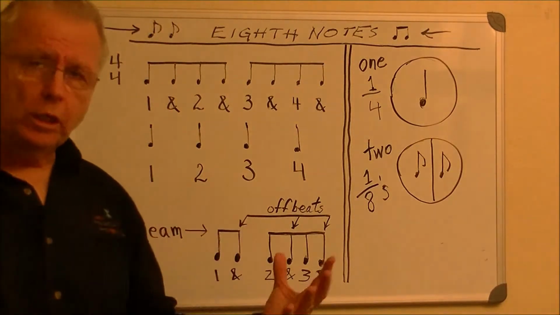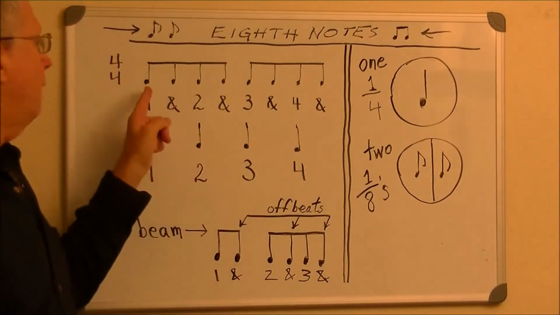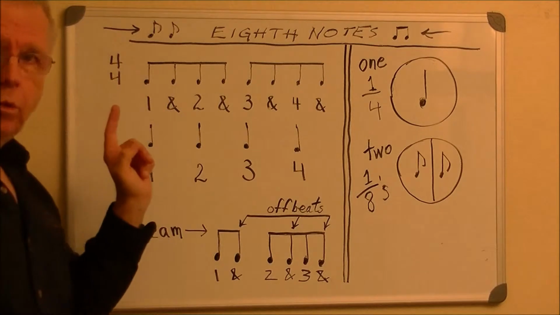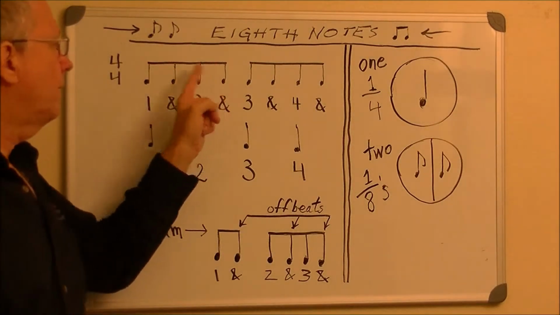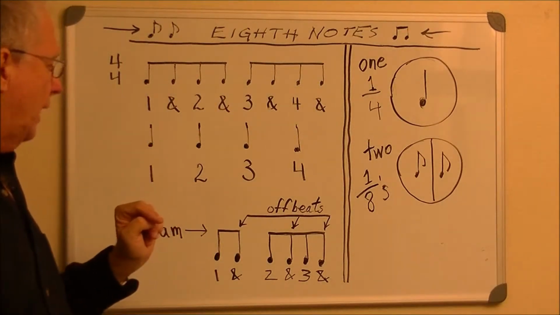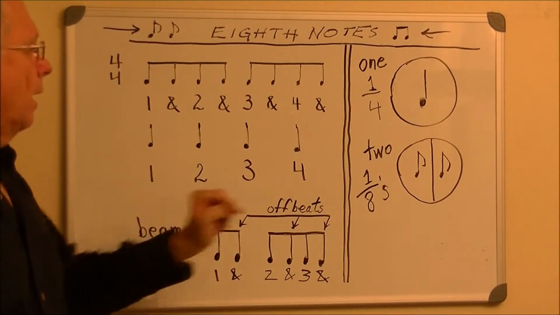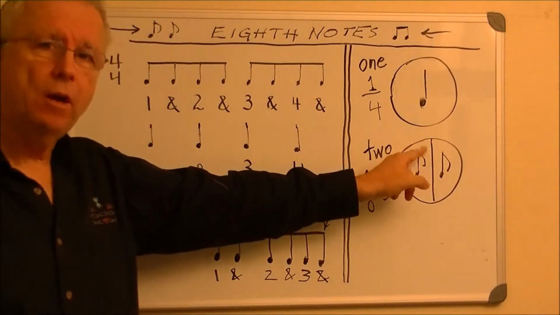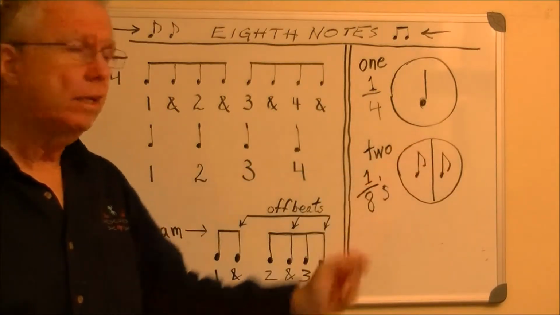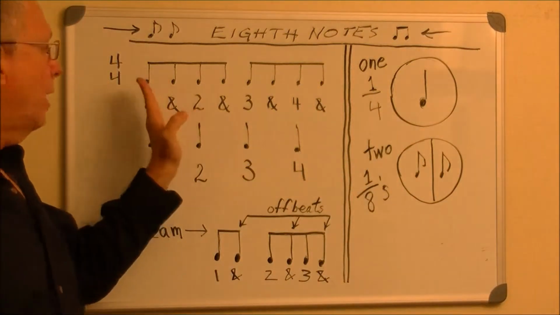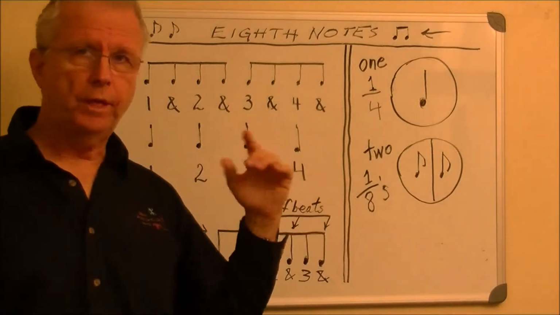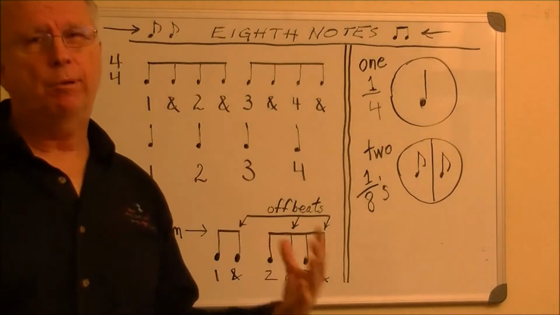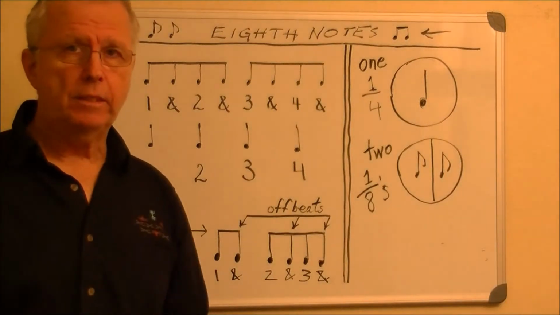The way they look on the page is you have the note head and the stem just like the quarter note, but above the stem you have a flag like this. This little curlicue that hangs off of the stem is called a flag. And if you have a lot of eighth notes running together, then you put what's called a beam over the top of them. The purpose of the beam is to make it easy to see the beats.